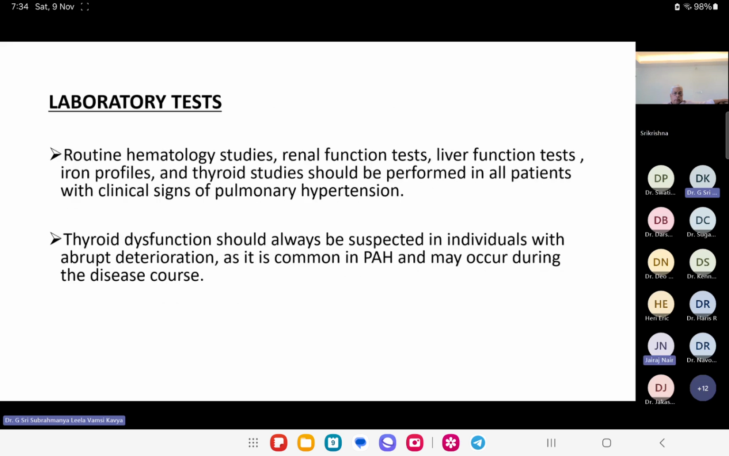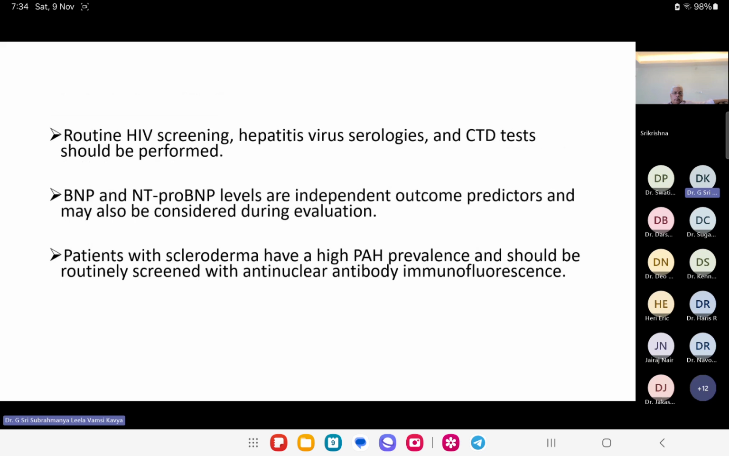Step 1 includes lab tests. Routine hematology studies, renal function tests, liver function tests, iron profiles, and thyroid studies should be performed in all patients with clinical signs of pulmonary hypertension. Thyroid dysfunction should always be suspected in individuals with abrupt deterioration, as it is common in PAH and may occur during the disease course. Routine HIV screening, hepatitis virus serologies, and connective tissue disorder tests should be performed. BNP and NT-proBNP levels are independent outcome predictors and may also be considered during evaluation.